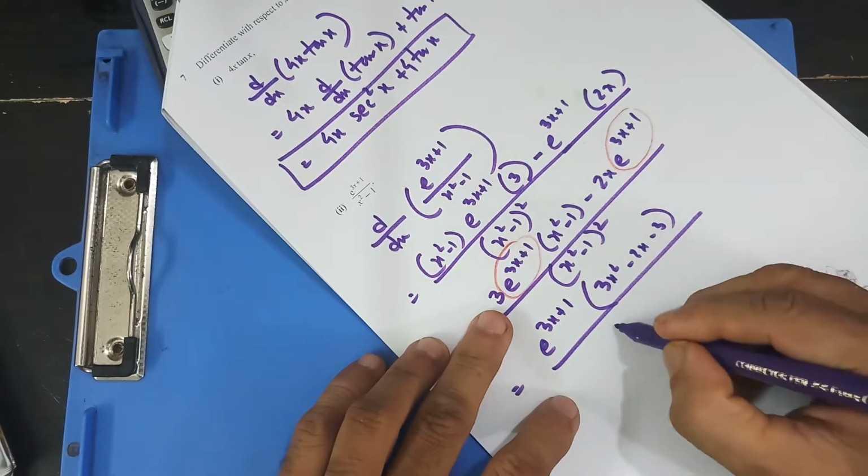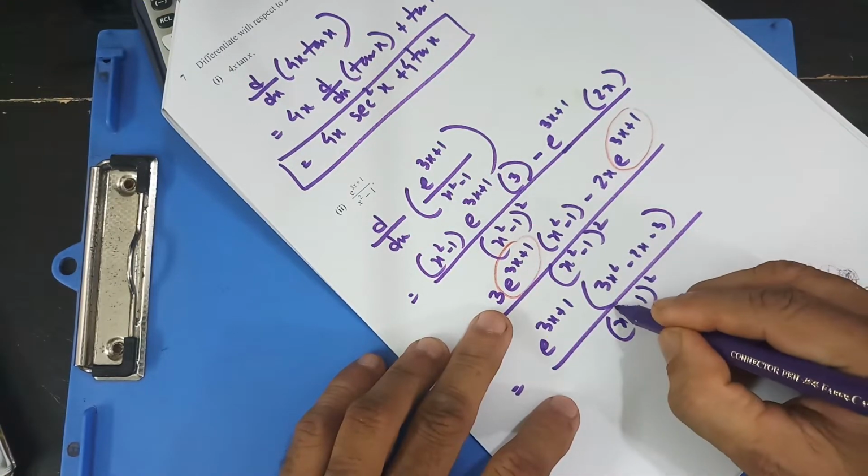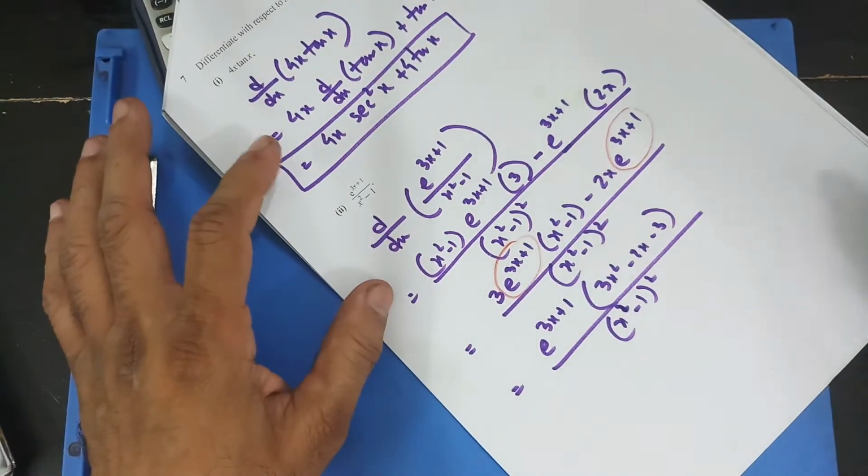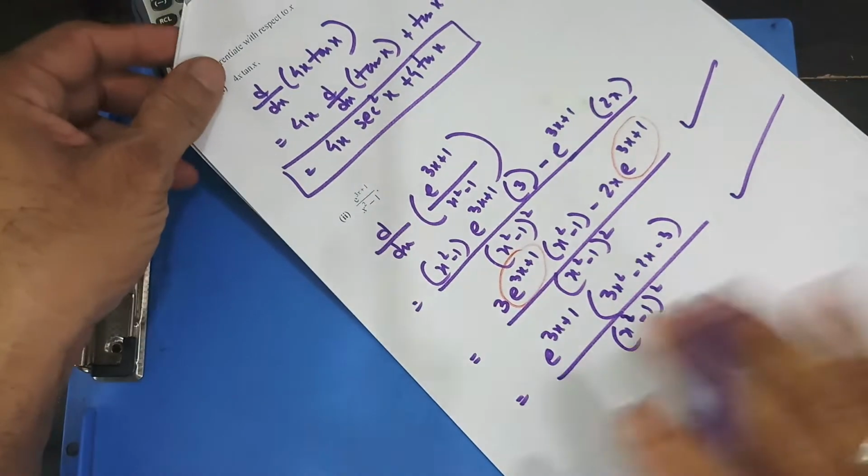I hope you can see that. X square minus 1 whole square. Sometimes we need to do that so we can cancel out the denominator and numerator. Okay, so either one, this one or this one will do. Okay, so that's done.